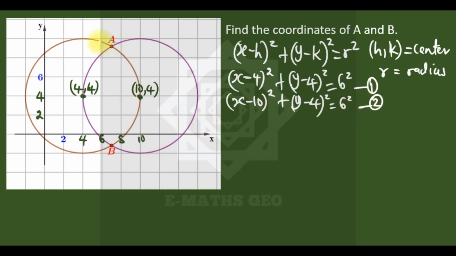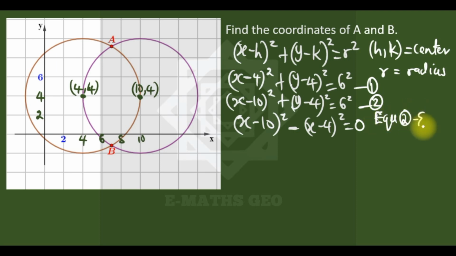And the fastest way to solve for the point of intersection, as you can see, I'm seeing 6 squared and (y minus 4) squared in both. So let's subtract equation 1 from equation 2. Because this minus this is 0, this minus this is 0, we have (x minus 10) squared minus (x minus 4) squared equals 0, which is equation 2 minus equation 1.